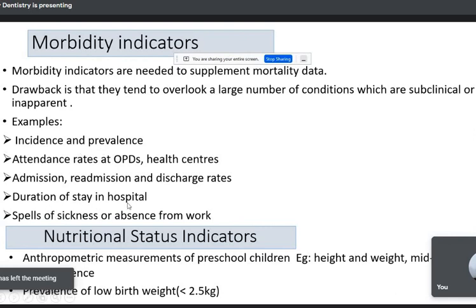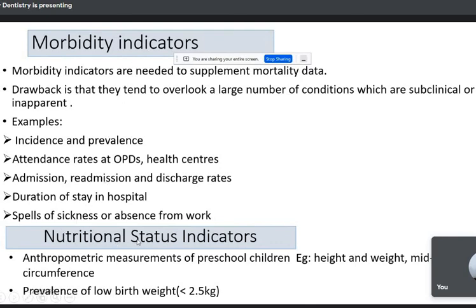Then there is the duration of stay in the hospital. Suppose you are not going to the hospital, you are taking medication and sitting at home. At that time your attendance and admission in the hospital will not be there. So the absence from work and the spell of sickness will indicate your morbidity, like you are not present in class. I took the attendance and you were absent. The next time I ask you, most of you will say that we were not well. So that absence from class also shows your morbidity. This is how the morbidity indicators are.